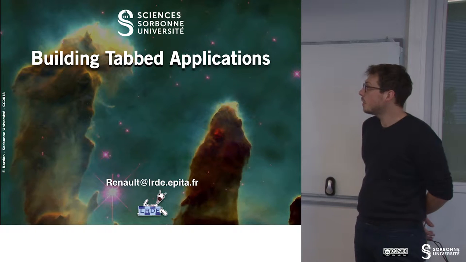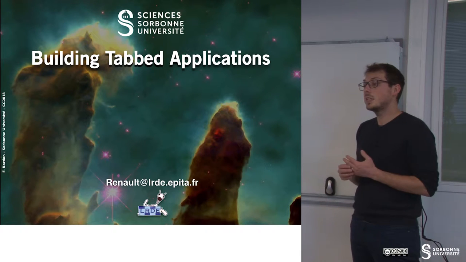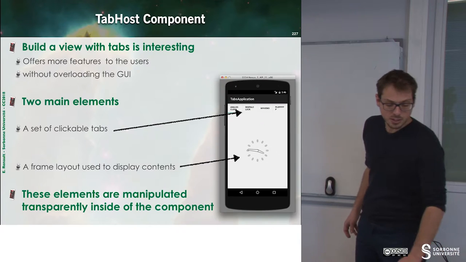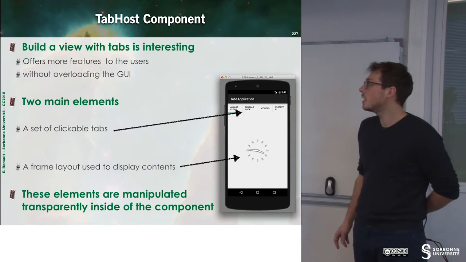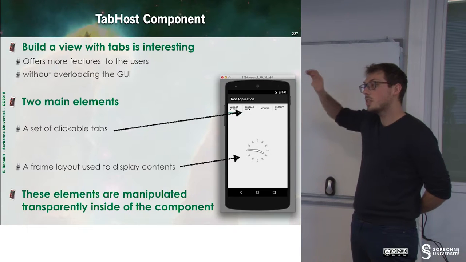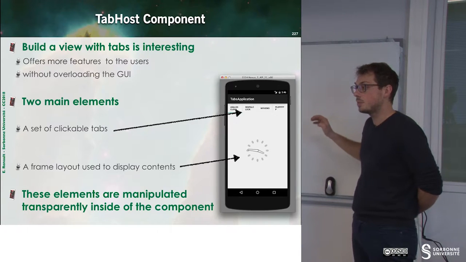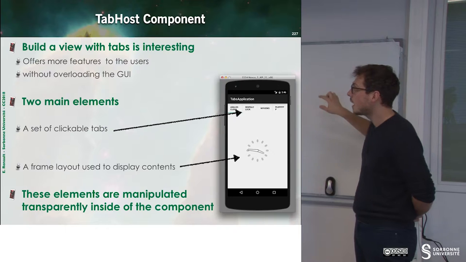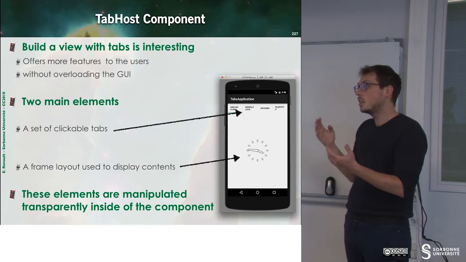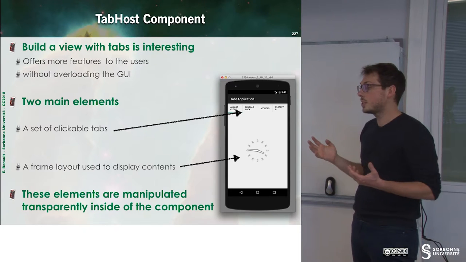So in this chapter, we will learn how to build tabbed applications. Okay, so what is a tabbed application? A tabbed application is just a view with tabs on the top of this view. So these tabs help to switch the main view of your application.